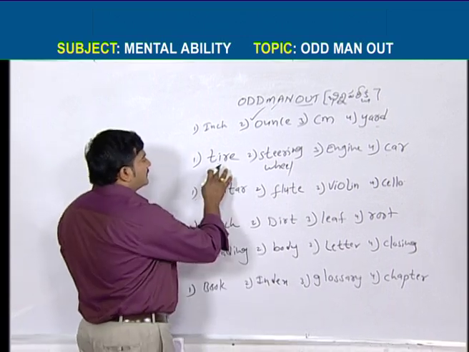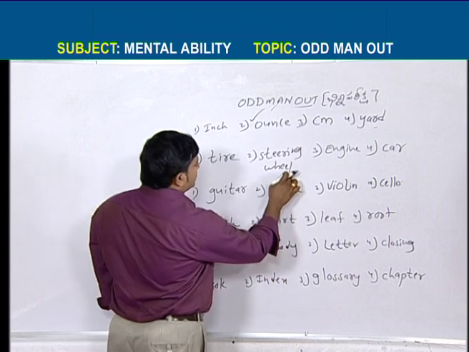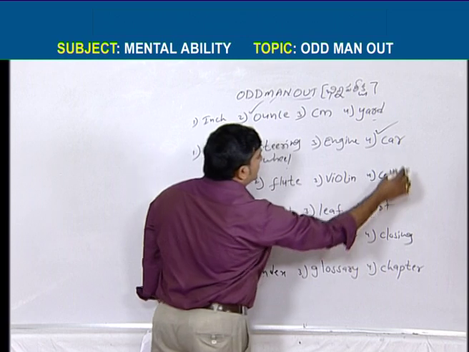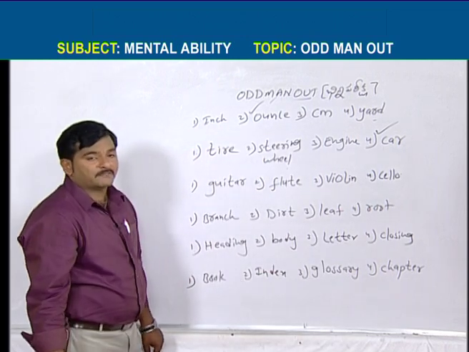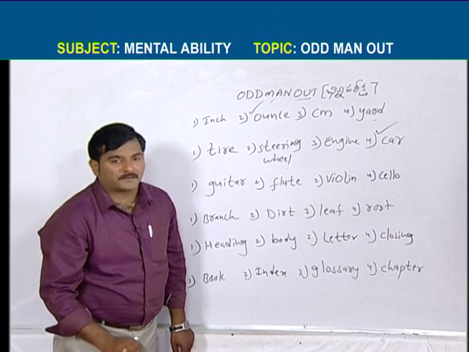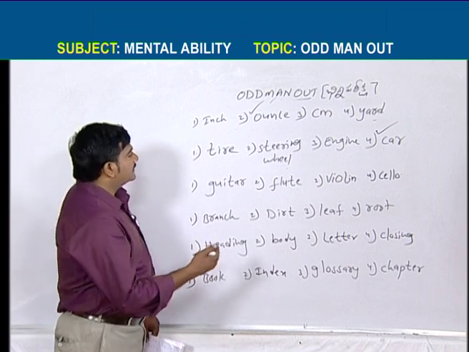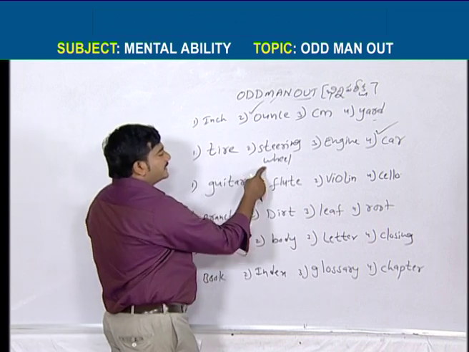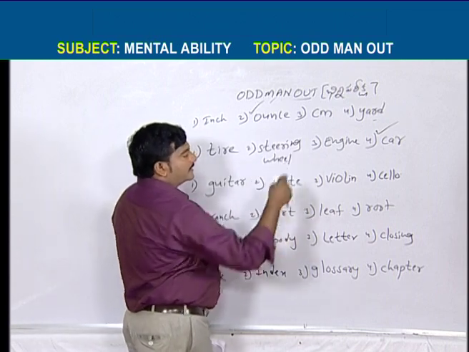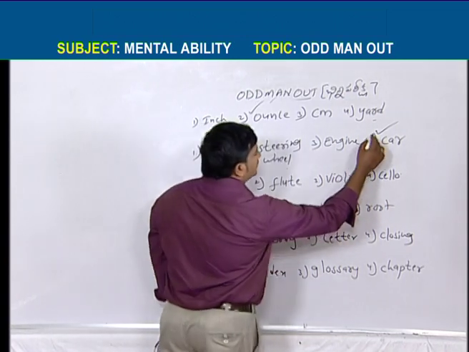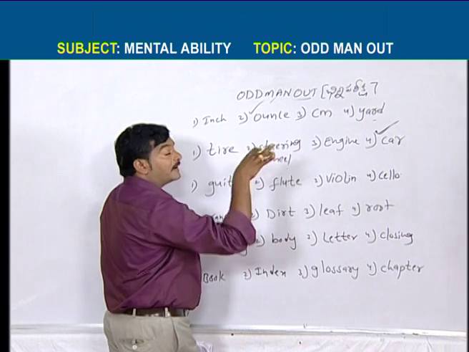So here: tire, steering wheel, engine and car. It's very clear, the answer is car. Why is the answer car? The remaining 3 options are parts of a car. Tire, steering wheel, and engine are parts in a car. So this is different. The remaining 3 are parts of a car.